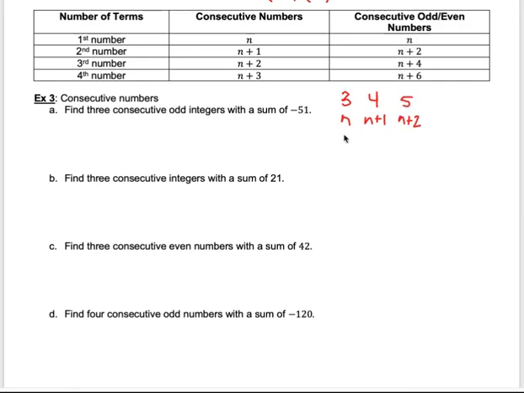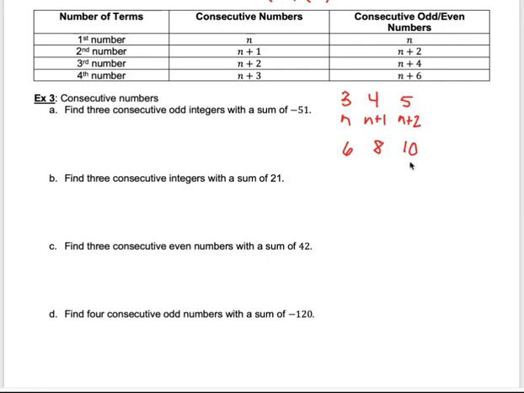Now let's talk about some even numbers. If I have 6, 8, and 10. Now these are consecutive even numbers because they're right next to each other and they're all even.